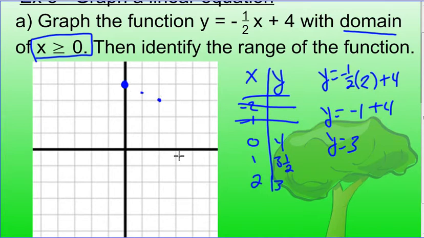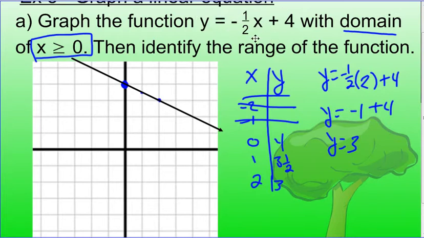Now, I'm going to draw my line and extend it up the other way for a little bit. Now, we're going to modify this because this is not quite correct. So that is this line, this function: y equals -1/2 x plus 4.